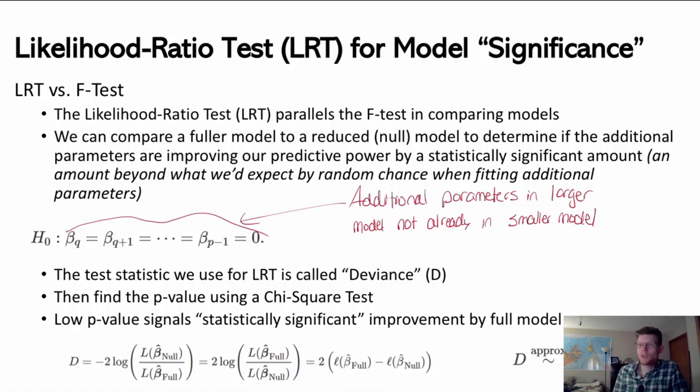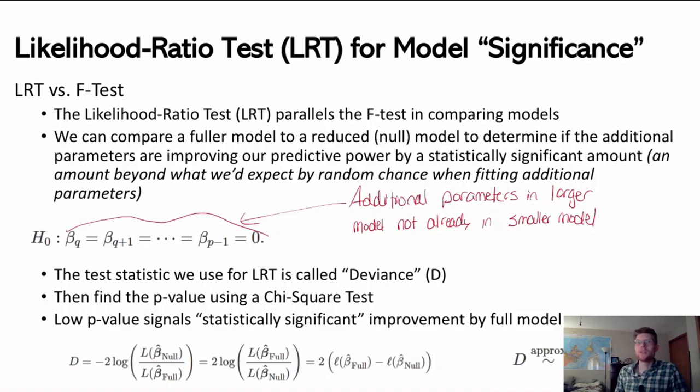So we want to know if this larger model, by adding these additional parameters, by adding these additional predictor variables, is adding something, is explaining a statistically significant amount of additional variation, additional prediction in the response. Or is the amount of predictive power that's being added what we'd expect by random chance, by simply adding more parameters, by just adding some complexity to the model to try to fit it better.